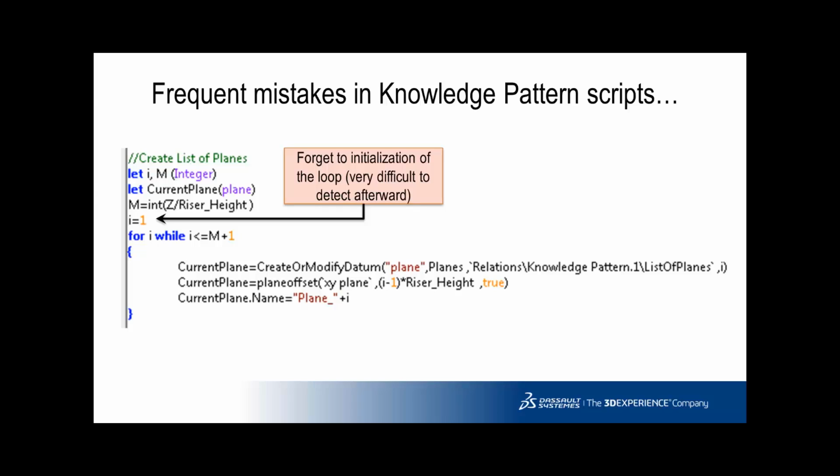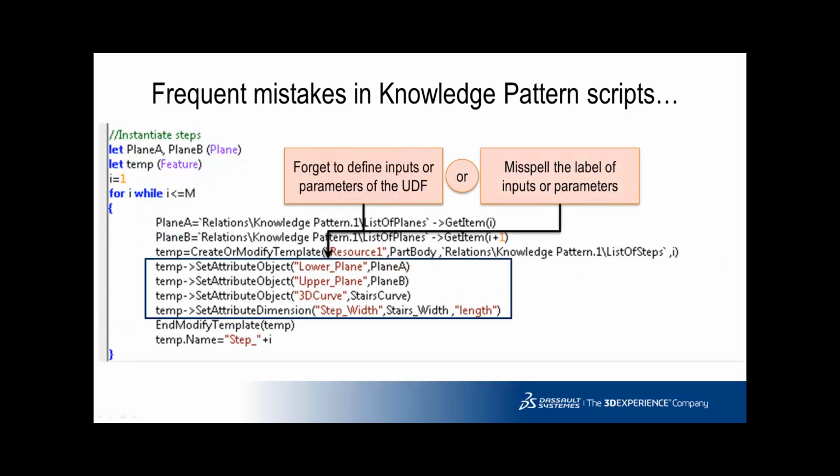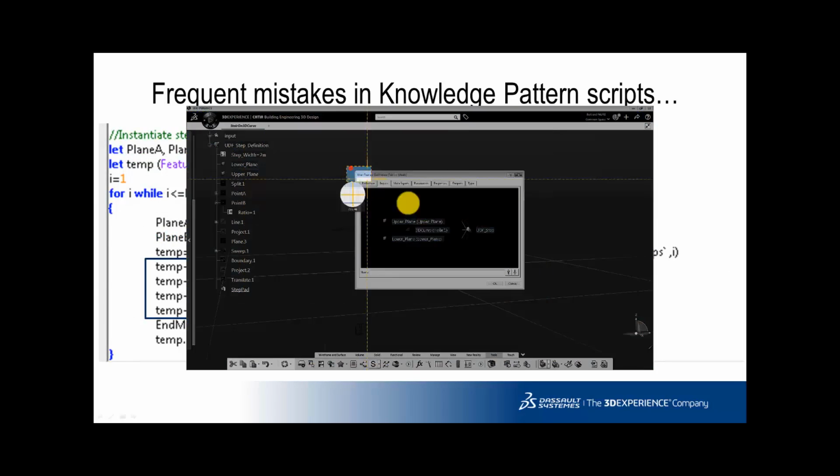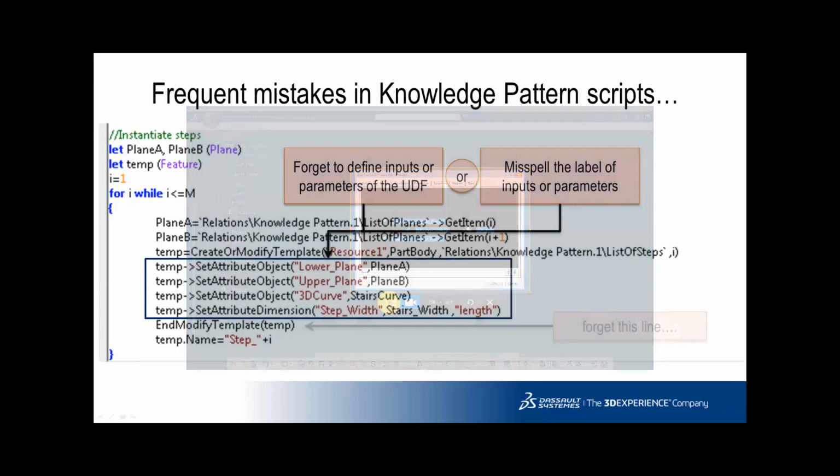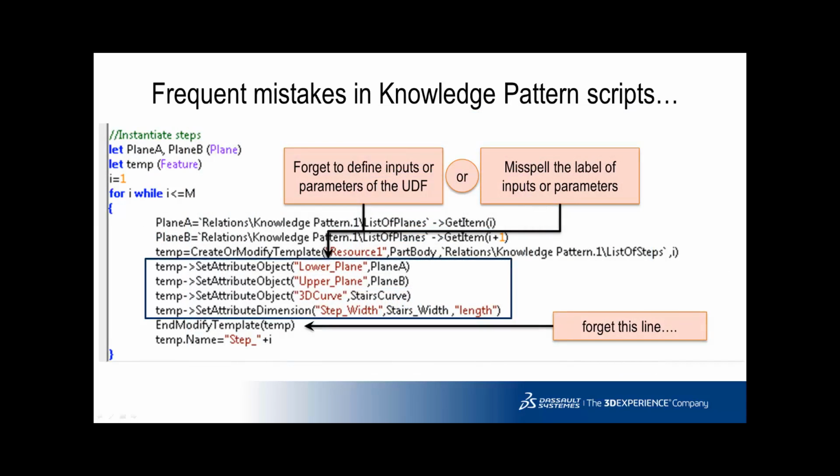Now let's review the frequent mistakes in knowledge scripting. To forget to initialize the counter of loop, and this is very difficult to detect afterwards. To forget or misspell the inputs or the parameters of the UDF. This is why it's handy to capture them in a print screen. And finally, to forget the end-modified template statement.